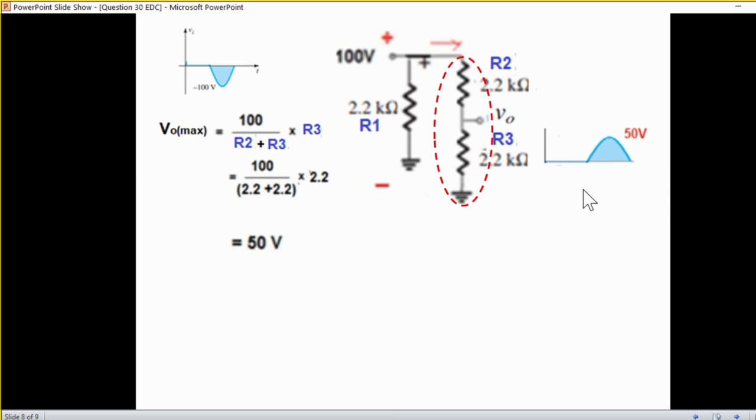If you have any doubt as to why this should be positive, look at this circuit and the current flowing. The current is flowing from top. So positive here, negative here, positive here, negative here. So we are interested in this voltage. So positive at the top. Therefore, it will be positive 50 volt.